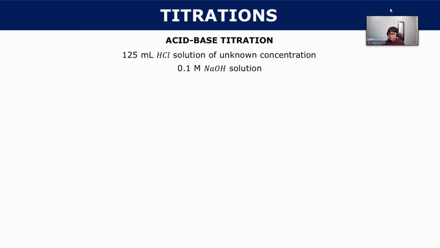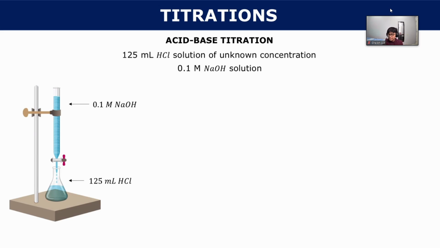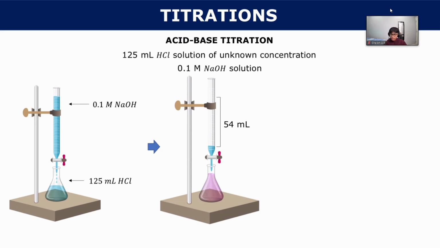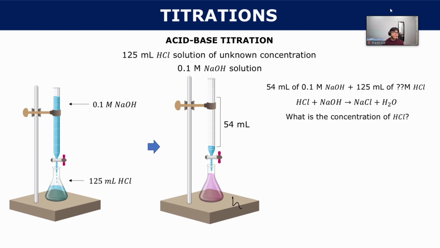We have a 125 mL hydrochloric acid solution of unknown concentration, and we're reacting it with 0.1 molar NaOH solution. In the burette, we put the solution that we know the concentration of, in this case the NaOH, and use it on the titrand, which is 125 mL of hydrochloric acid in this little beaker. When the reaction completes, the indicator triggers, and the change in volume is 54 mL. Now we have to figure out the concentration of the hydrochloric acid.